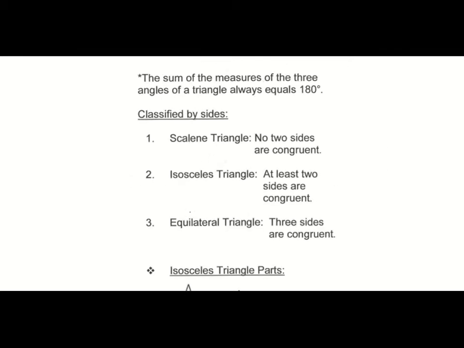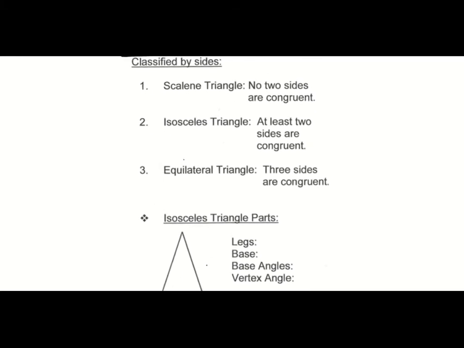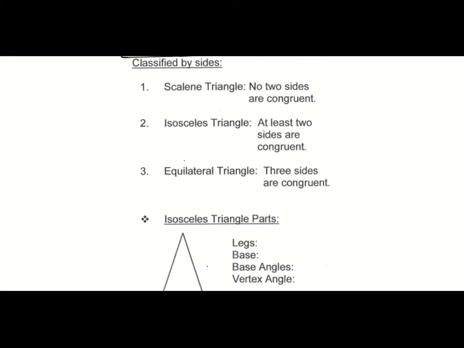When we talk about the angles in a triangle, it is always important to remember that the sum of the measure of the three angles of a triangle always equals 180 degrees. There's always 180 degrees inside of a triangle. That is a piece of information that we are going to use a lot in geometry, so it is a good thing to remember. Okay, the second way we classify our triangles is by the sides.